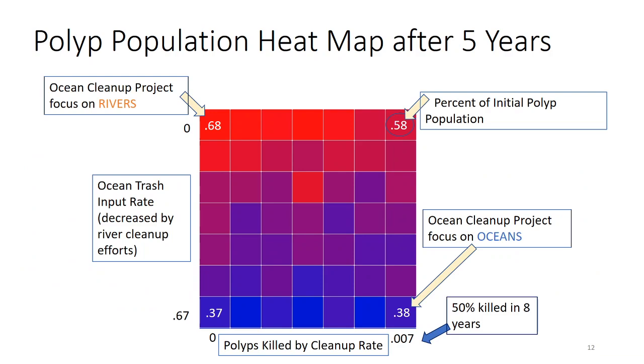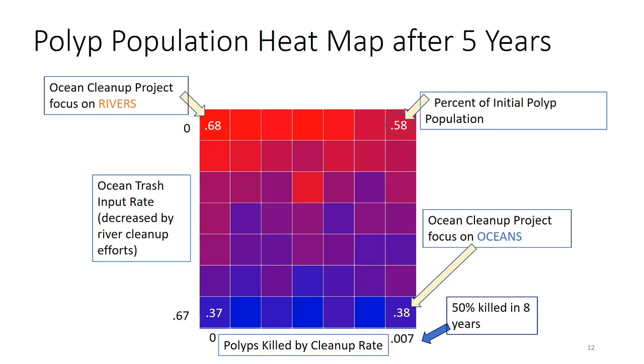So based on the stochastic model, I think a really big question for all of us and for the ocean cleanup is, where should those resources be? Should they be towards cleaning up rivers, or should they be towards cleaning up oceans? Should they be somewhere in between?